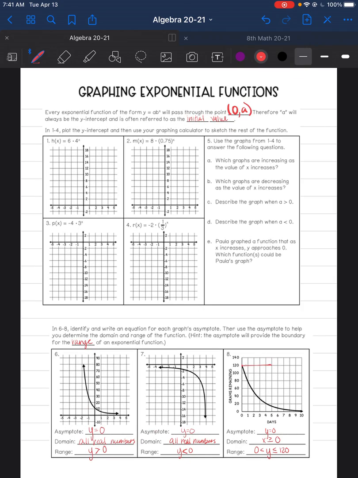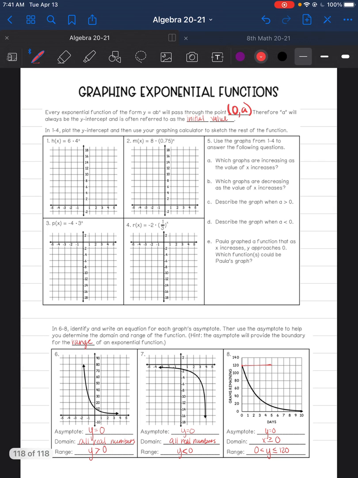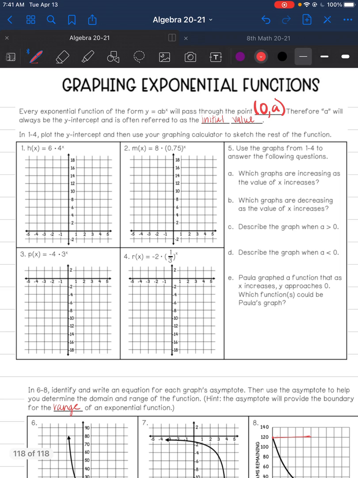So that's domain and range of graphing functions. That's really the important part. You can go in and look at these questions, graph the different functions, and try to answer these on your own. But other than that, you can go ahead and start on your independent activity.